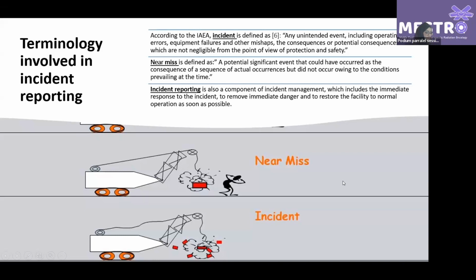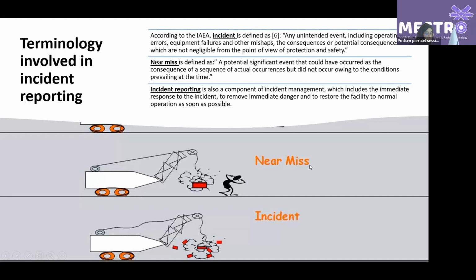Before talking about the incident learning system, in my opinion, there is a very important terminology we have to know, because so many people don't distinguish between incidents and near misses. This is terminology provided by the IAEA. An incident is any unintended event that can cause error, equipment failure, or any mishap. A near miss is a potentially significant event that could have occurred as a consequence of an actual occurrence, but didn't occur owing to the conditions prevailing at that time.